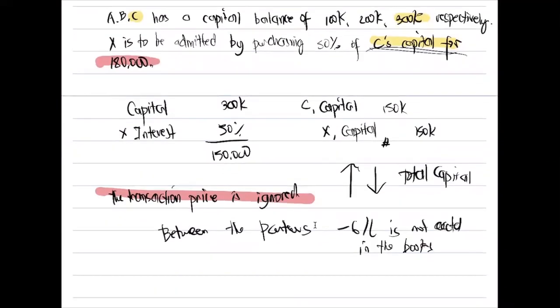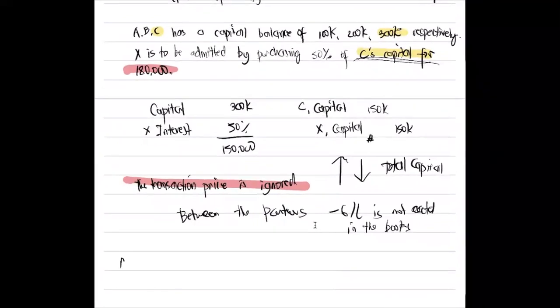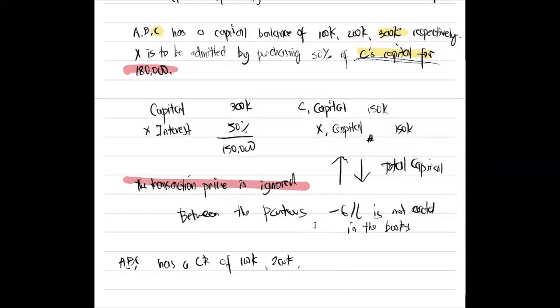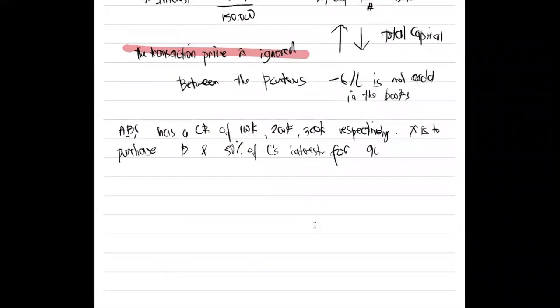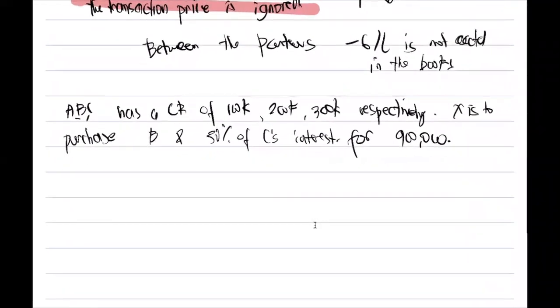Okay, so that's one example, where X purchases from C. How about if A, B, and C have capital balances of 100,000, 200,000, and 300,000 respectively, and X is to purchase B and 50% of C's interest for 900,000.